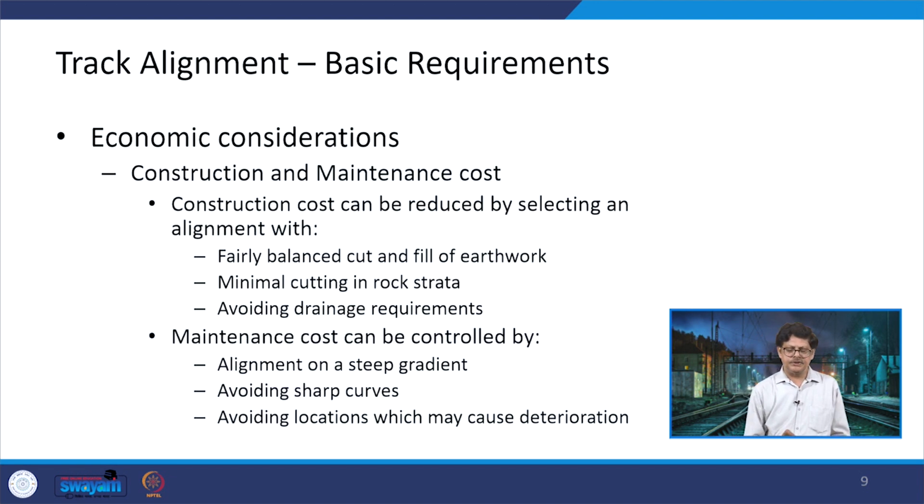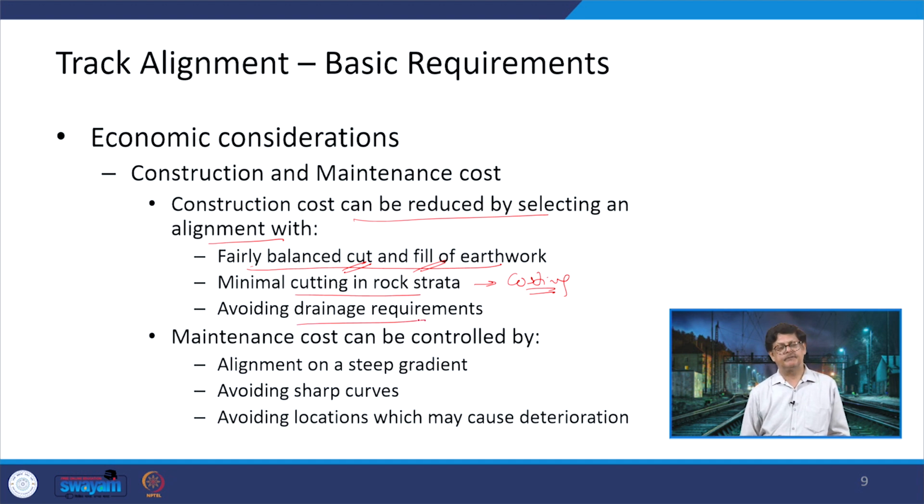Now, the construction cost can be reduced by selecting an alignment which has a fairly balanced cut and fill of the earthwork. If it is moving through different types of terrain, we need to see how much cutting is to be done and how much filling is going to be required at any location, and if we can compensate these two, then it is a good way. Minimal cutting in rock strata, because this is a costly affair. Cutting in rock is costly, so as far as possible it should be minimum.